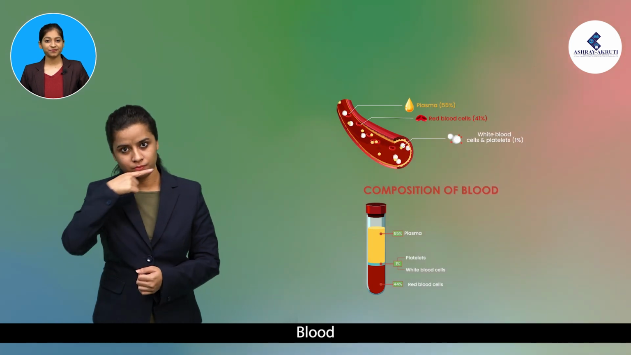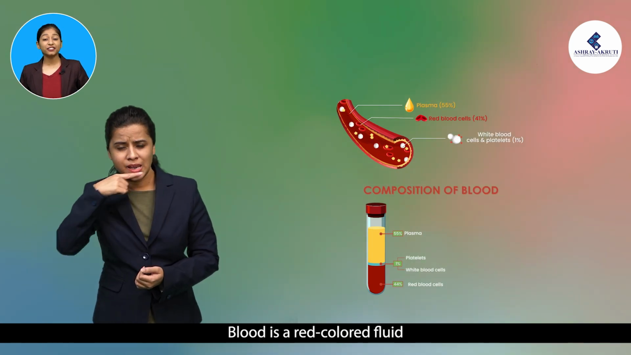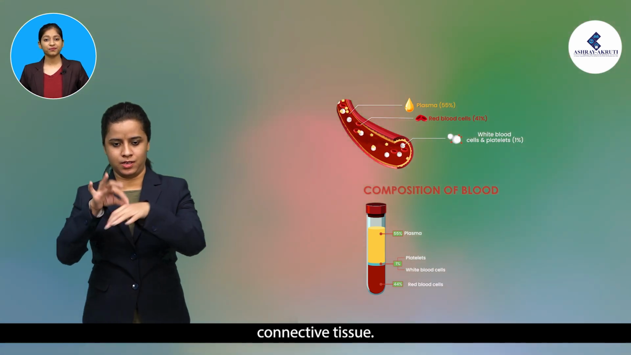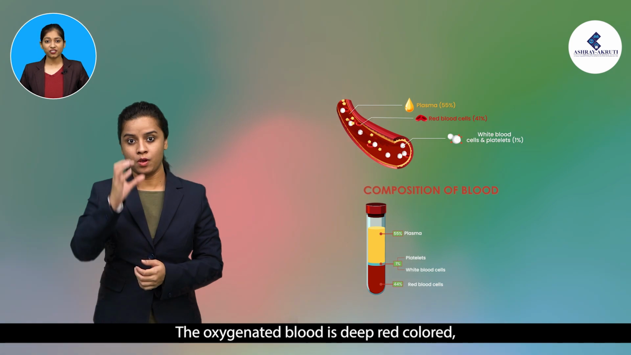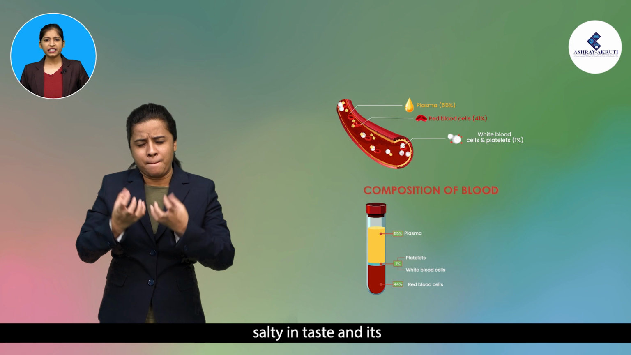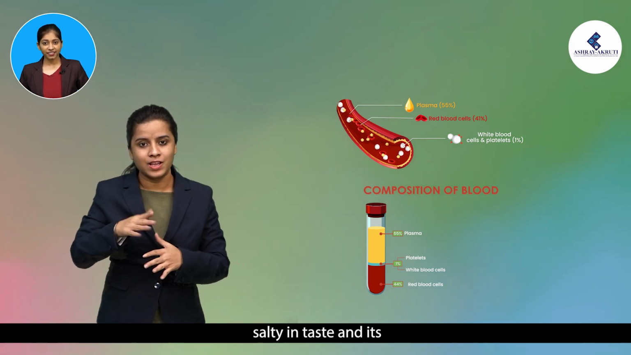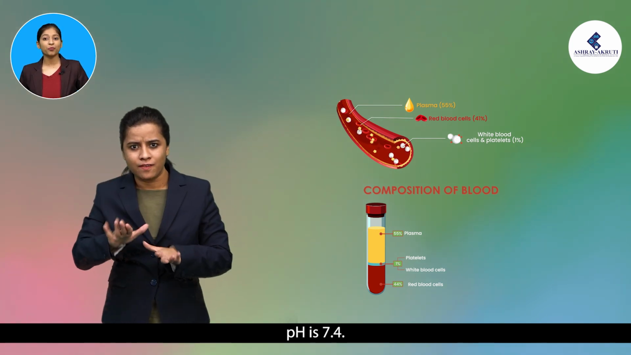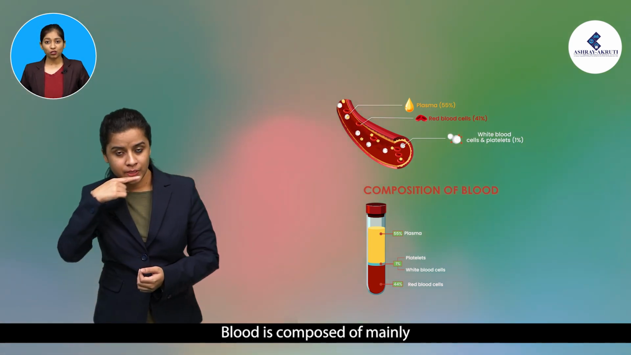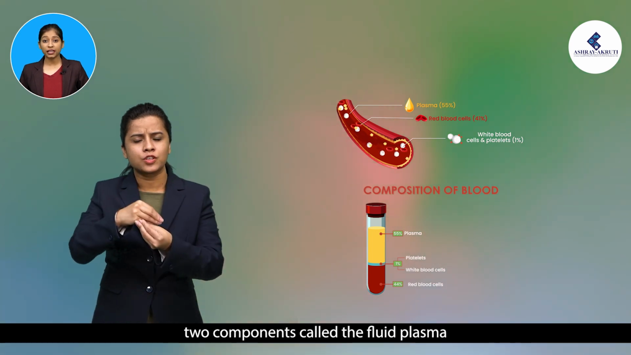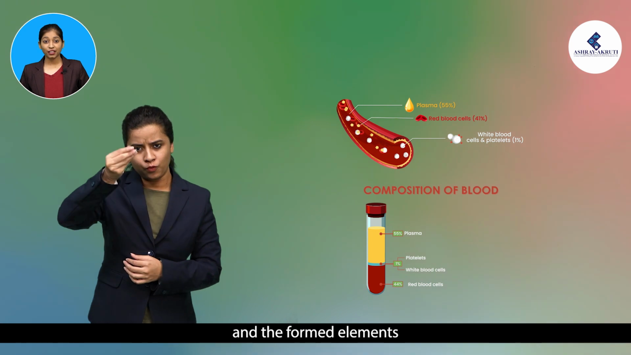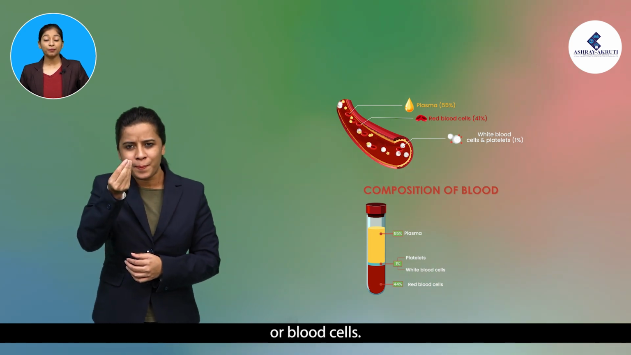Blood. Blood is a red-colored fluid connective tissue. The oxygenated blood is deep red colored, salty in taste, and its pH is 7.4. Blood is composed of mainly two components called the fluid plasma and the formed elements or blood cells.